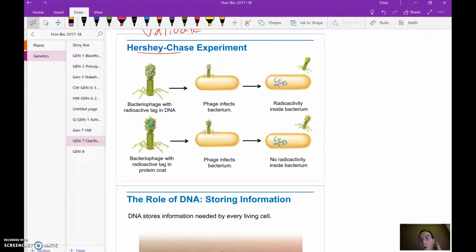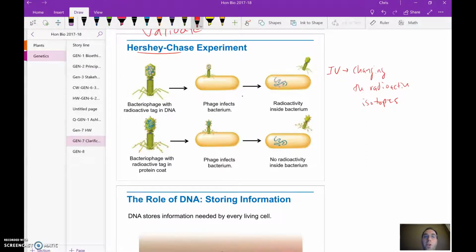Hershey and Chase manipulated the experiment and measured something. So the first thing you need to think about is, what's the independent variable? The independent variable is the change. The independent variable is changing the radioactive isotopes that the virus was grown in.